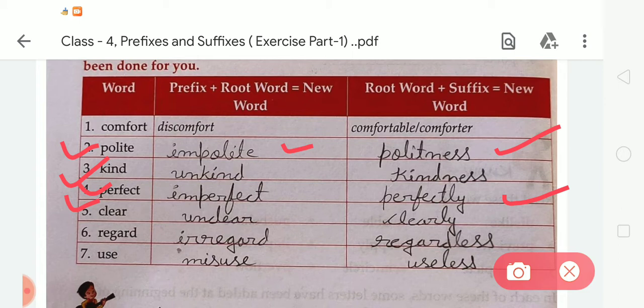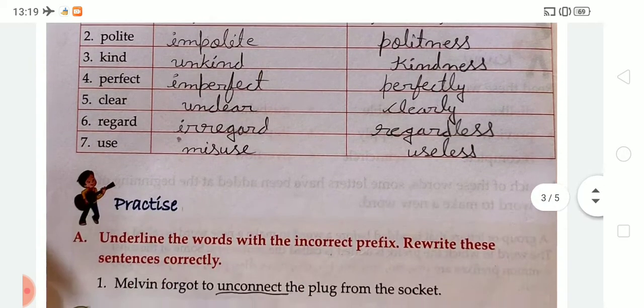Now the next word is regard, so it will be irregard and regardless. In the prefix column we have to write irregard, and in the suffix column we have to write regardless. Now the last one is use, so it will be misuse and useless. Misuse or unused, and useless. Okay students, like this you have to complete this first exercise. Now we move to the next exercise.